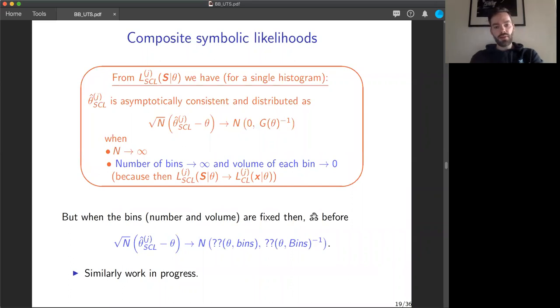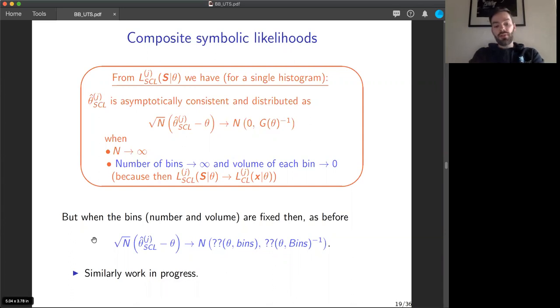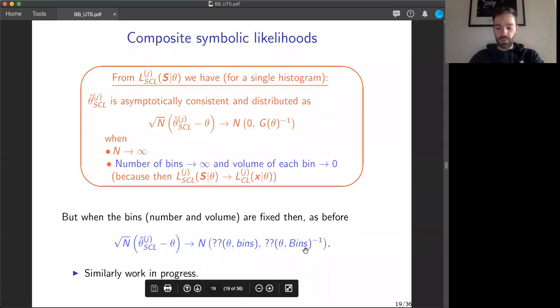So in the case of the composite likelihood for the symbols, it's going to work exactly the same way. So we're going to be able to say that the estimator is consistent and normally distributed, so unbiased, and the variance covariance matrix is the inverse of the Godambe information matrix. But again, we need to have this kind of double asymptotic where n is going to infinity and also the number of bins. So fixing the number of bins for this case is also work in progress.